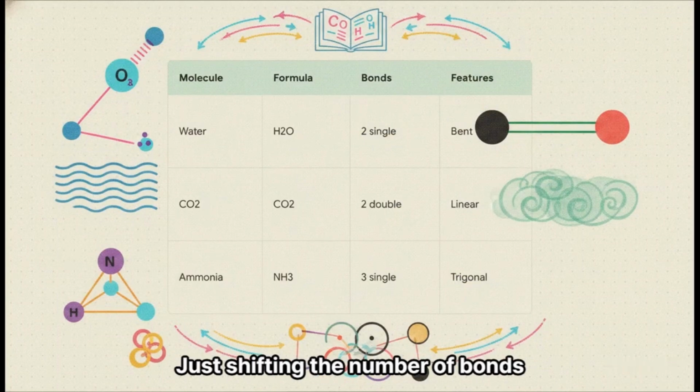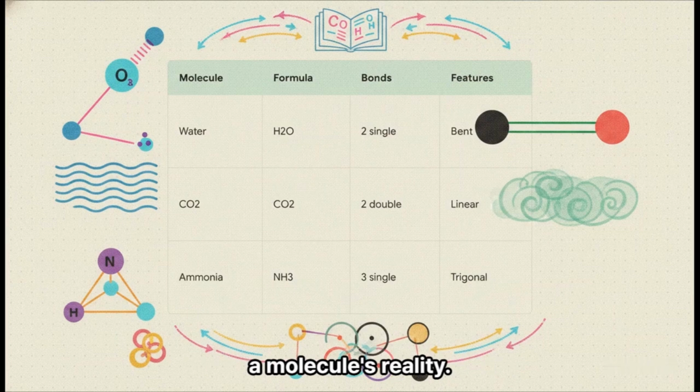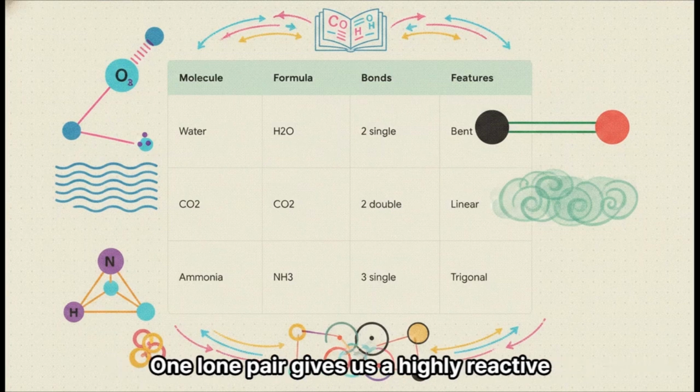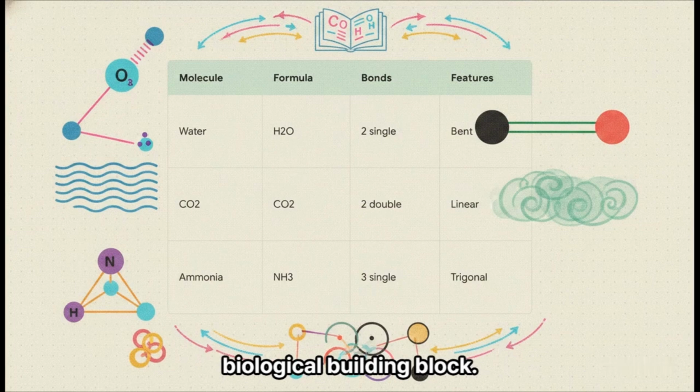Just shifting the number of bonds and lone pairs completely alters a molecule's reality. 2 lone pairs bend water to give us oceans. 0 lone pairs give us a linear greenhouse gas. One lone pair gives us a highly reactive biological building block. It all comes back to the blueprint.